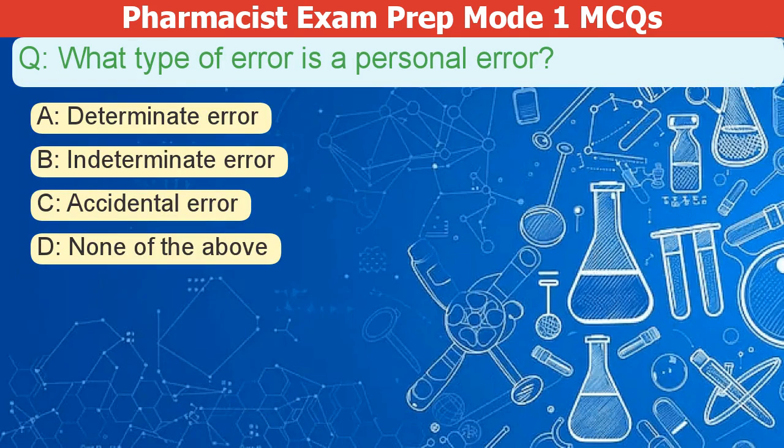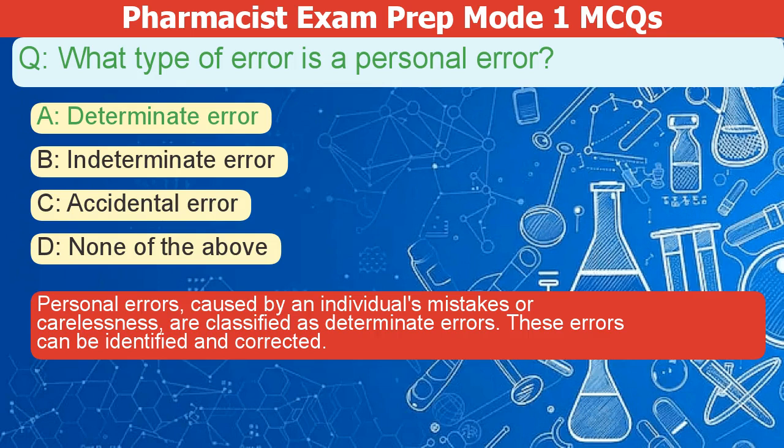What type of error is a personal error? A. Determinate error, B. Indeterminate error, C. Accidental error, D. None of the above. The correct answer is A. Personal errors, caused by an individual's mistakes or carelessness, are classified as determinate errors. These errors can be identified and corrected.